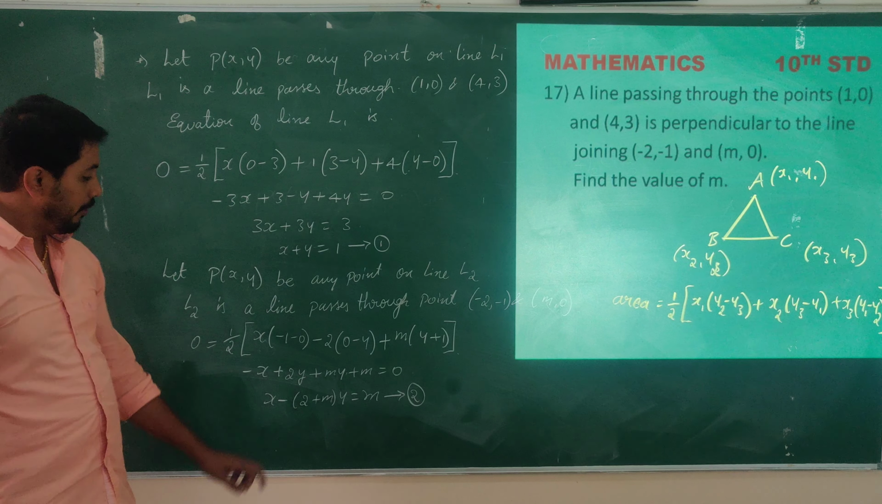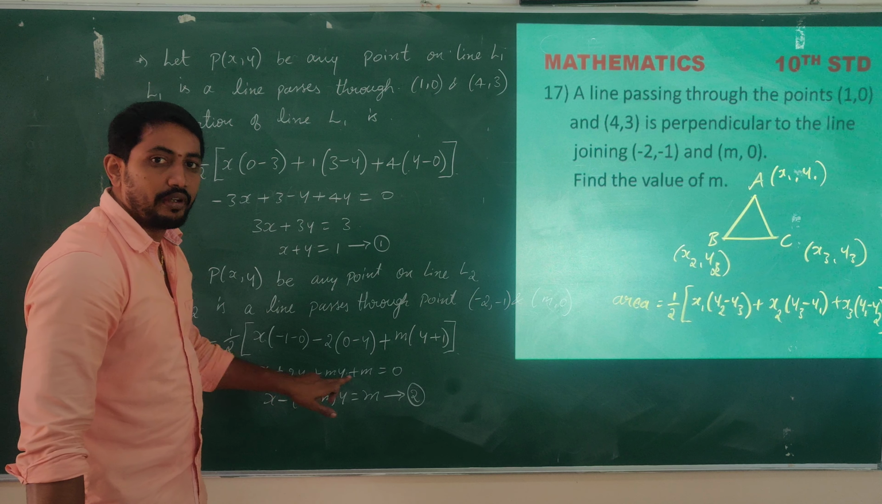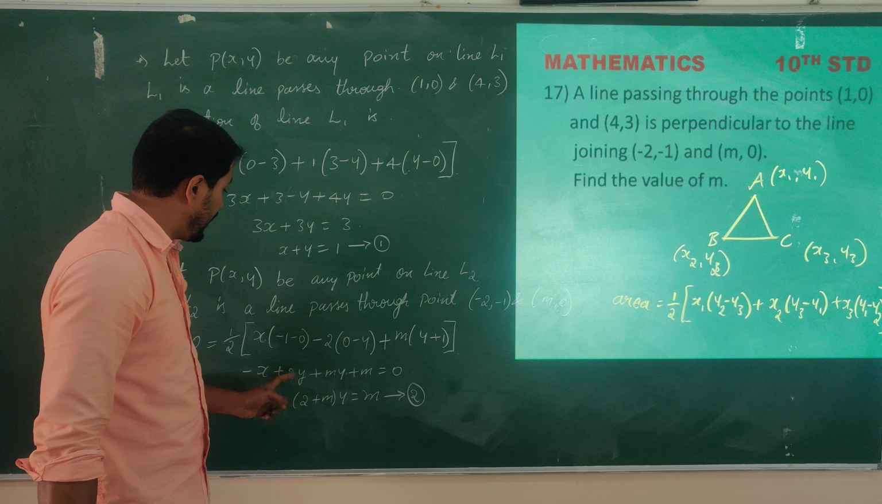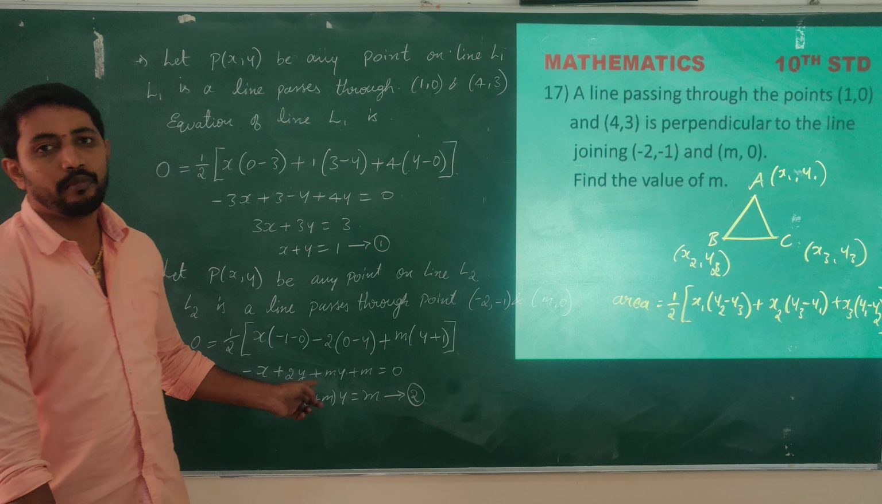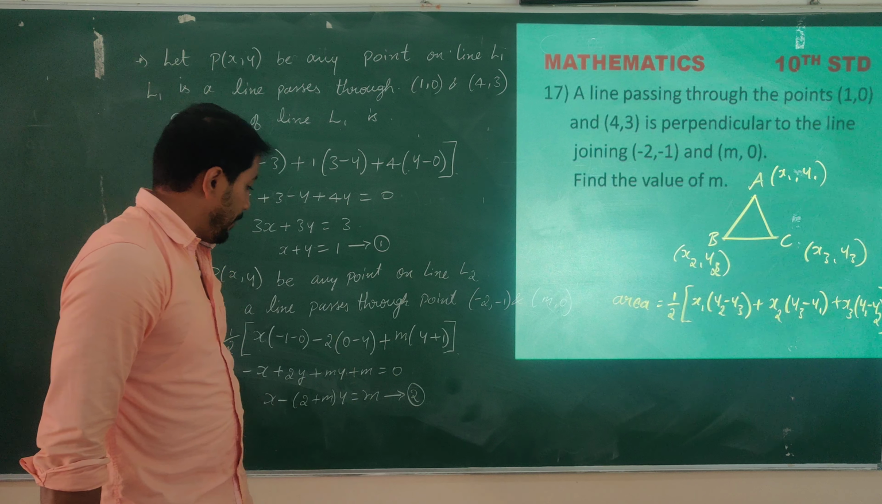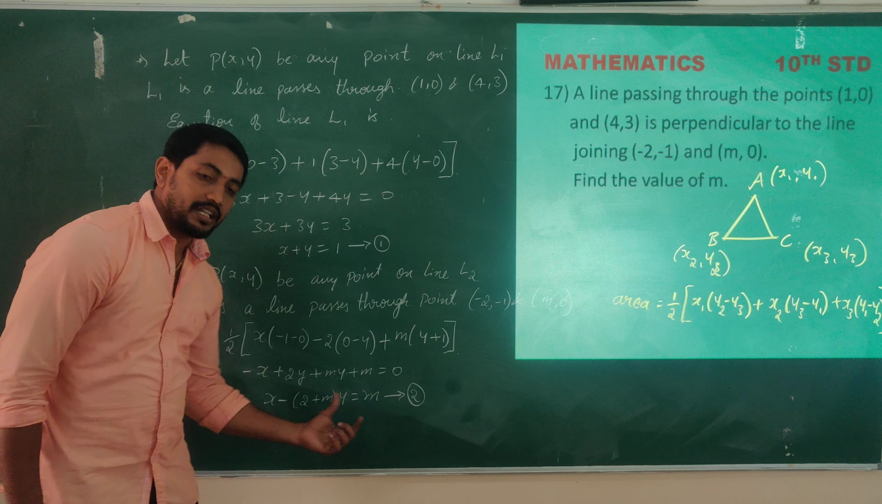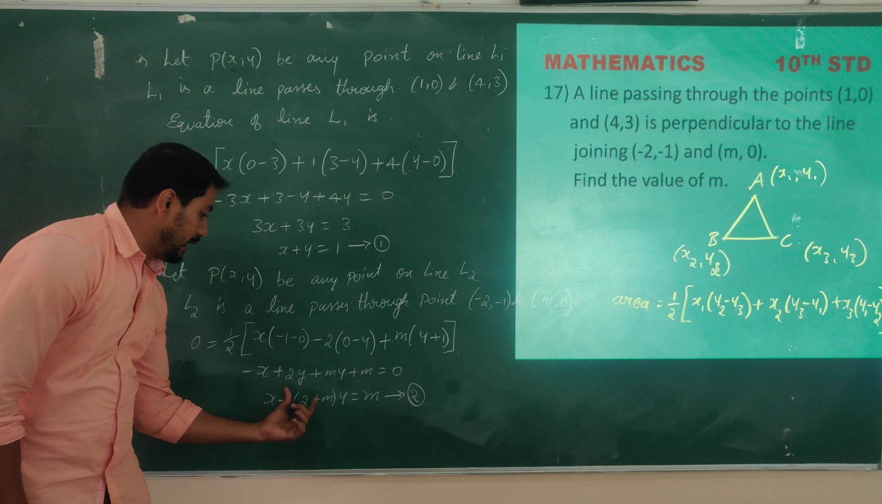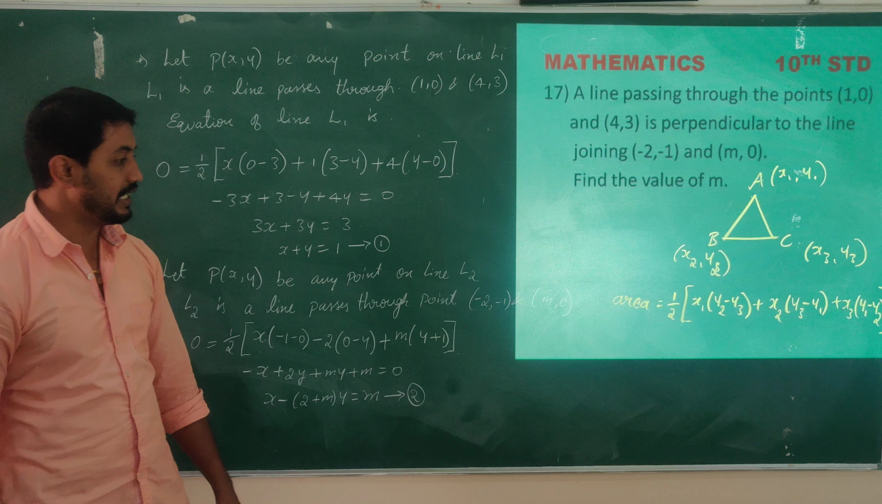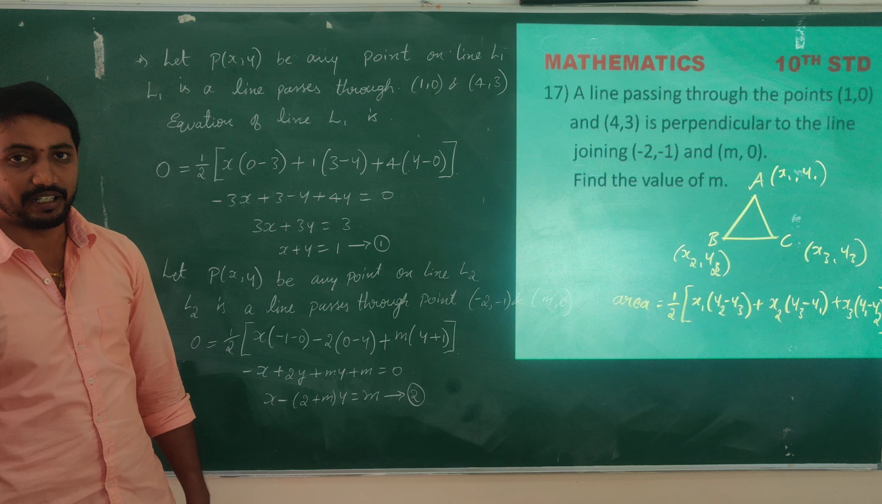Here what we did, we took minus n as common. If we take minus n as common, the coefficient of x will be -1 and the y coefficient will be -2 times minus of (2 plus m). I am shifting this m to the right side, then we come across the equation x minus (2 plus m) into y, which is equal to m. This is the second line equation.